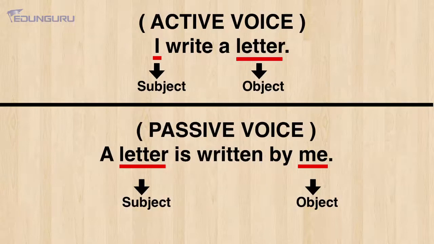So it appears that the object of the sentence in active voice becomes the subject of the sentence in the passive voice. Now that you've understood what is active and passive, you would be wondering what is the structure of writing such sentences. So let's begin.